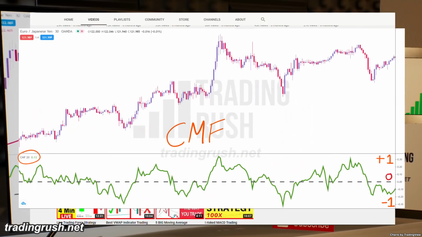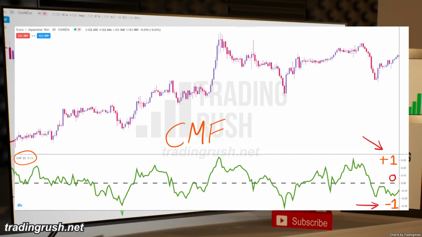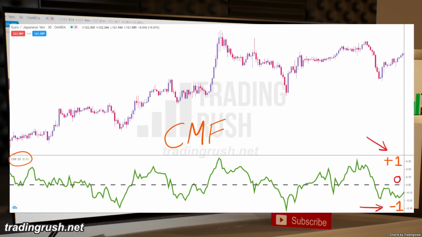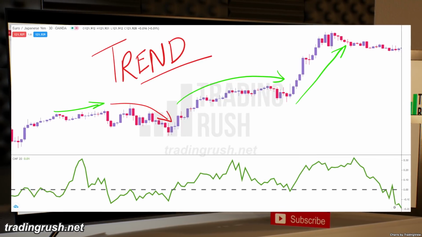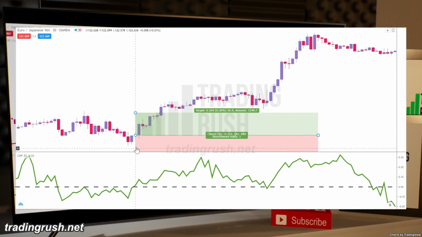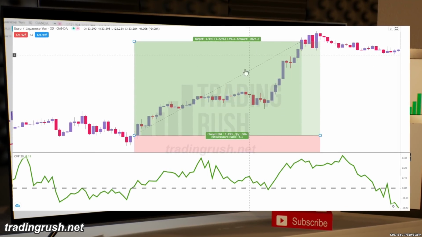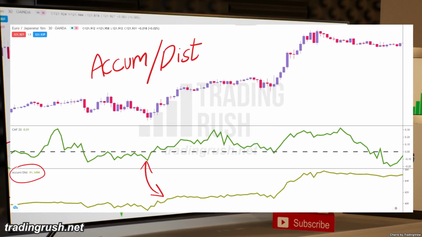If you plot the Chaikin Money Flow or CMF on TradingView, you will notice that it comes with one line that oscillates between +1 and -1. Chaikin Money Flow is used to find the direction of a trend and the buying and selling pressure. It was created by Mark Chaikin, who is a stock trader and has created many other indicators. One of them is the accumulation distribution.